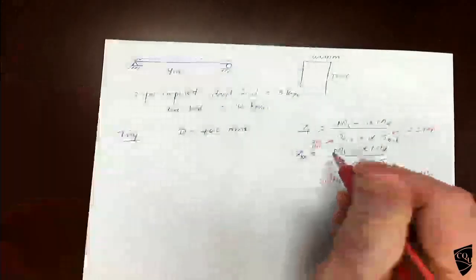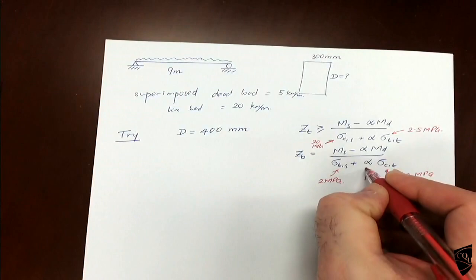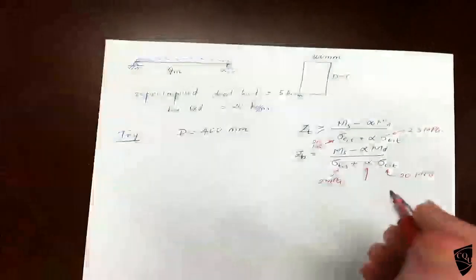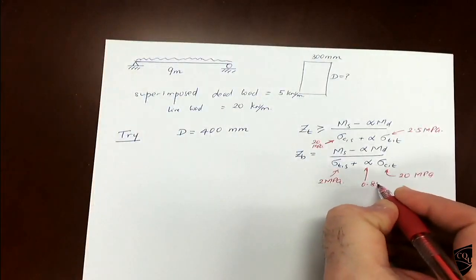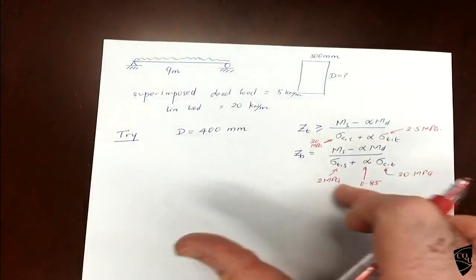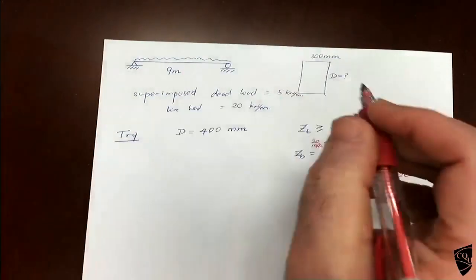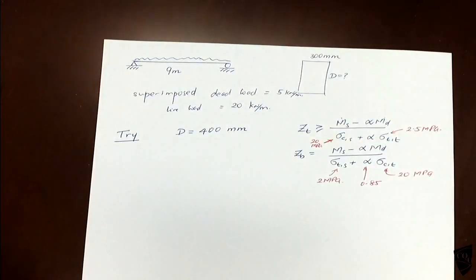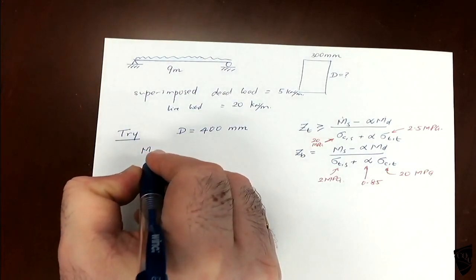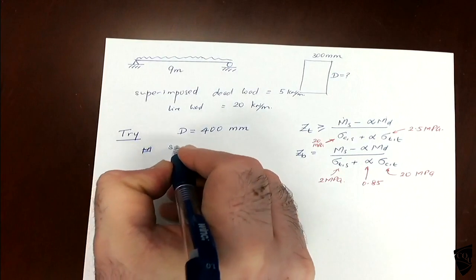What about the alpha? Alpha also given. Here it says take the 15% as a loss. So if the loss is 15%, alpha is equal to 0.85, 1 minus 15%. So you have all the values at the bottom, and we need MS and MD. So we'll find out self weight first.